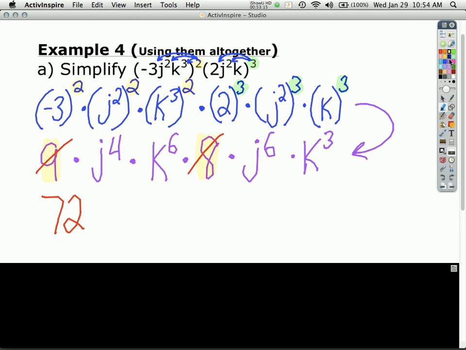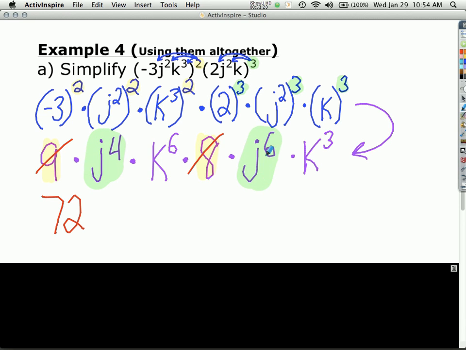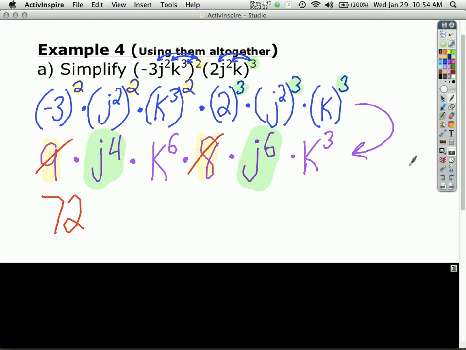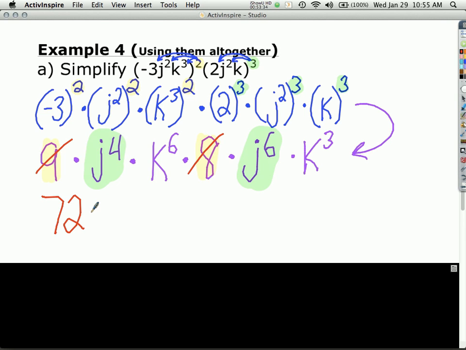Now we want j to the fourth, j to the sixth. Same base being multiplied together. What will that become? J to the 10th. What property is that? Product of powers. Very good. J to the 10th, and we're done with that.